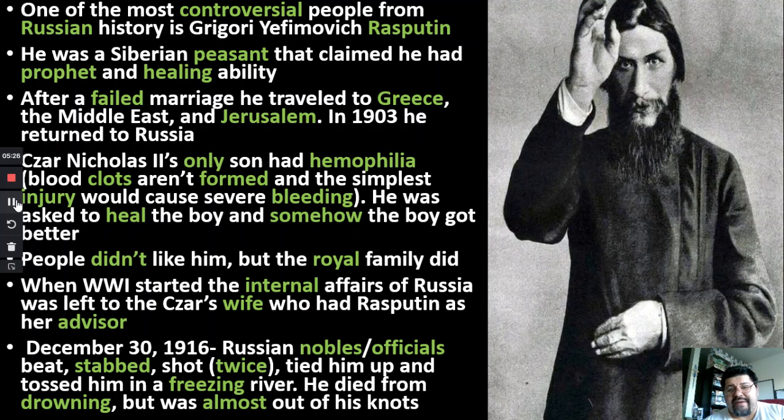But the royal family, they actually liked them, especially the wife really liked Rasputin because of what he did. Okay. Now, World War One happens. Boom. Tsar Nicholas II basically says, you know what? I'm going to take care of everything going on with this war. Anything dealing with the war, I will take care of.